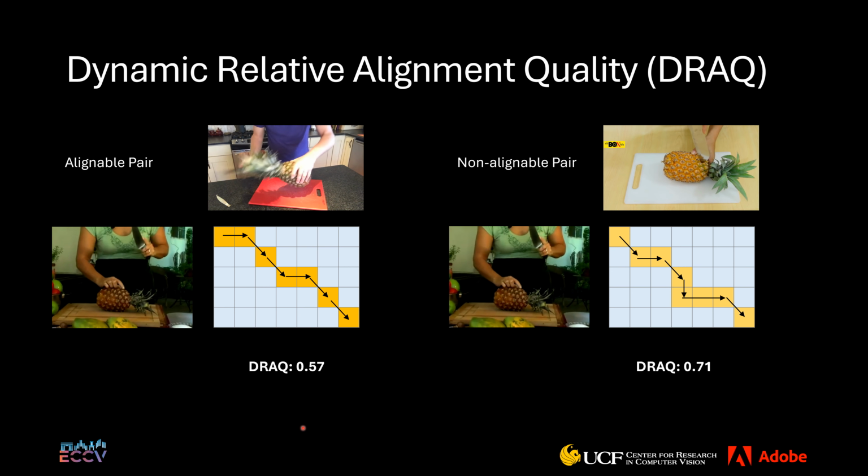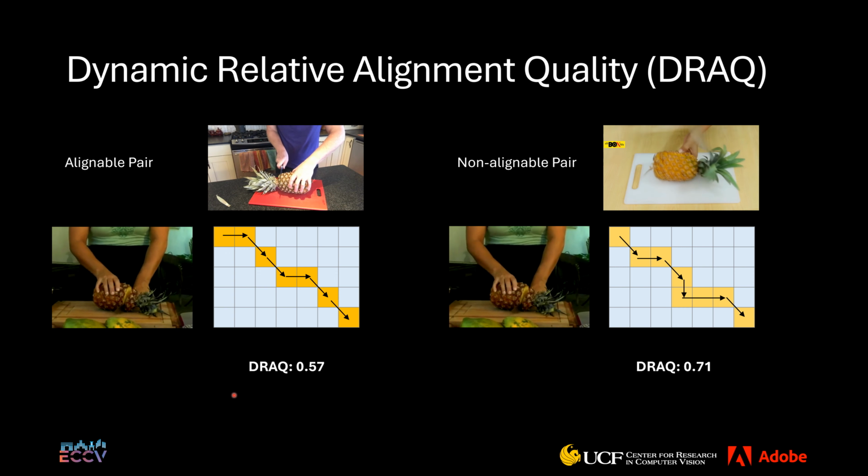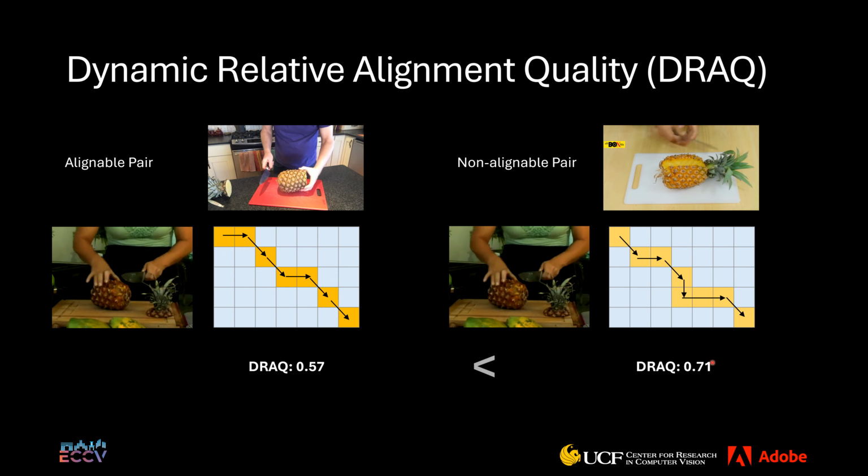When we apply this metric to compare two different video pairs, we see that it produces a lower score for the alignable pair than for the non-alignable pair. This is exactly what we need for a reliable re-ranking indicator.